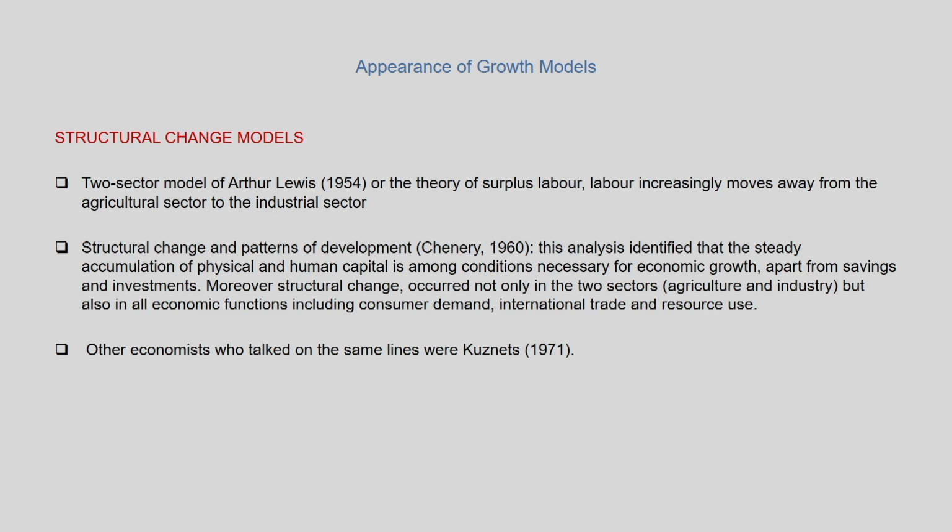Lewis's two-sector model, or theory of surplus labor, was basically talking about labor increasingly moving away from the agricultural sector to the industrial sector. However, Chenery was saying that, although promoting the role of savings and investment, structural change and patterns of development analysis extended in comparison with the Lewis model. Through Chenery and others, their analysis identified that the steady accumulation of physical and human capital are the necessary conditions for economic growth, apart from savings and investment.